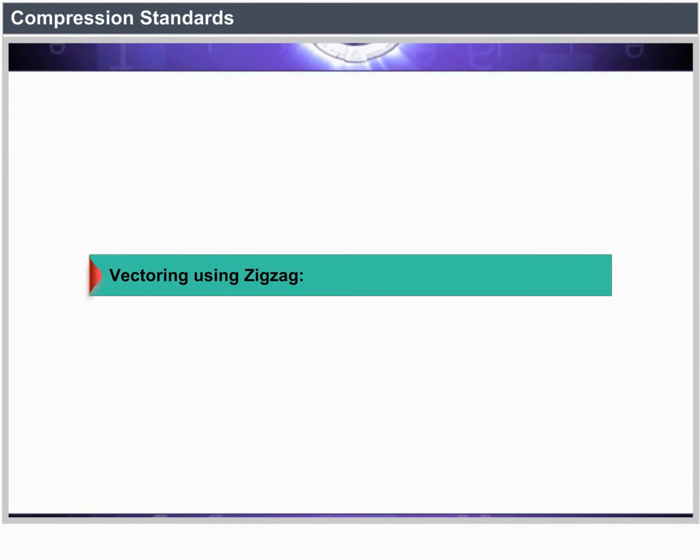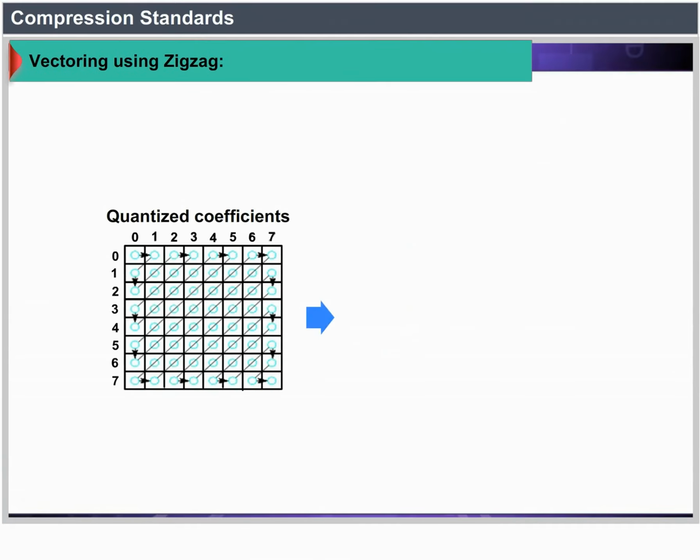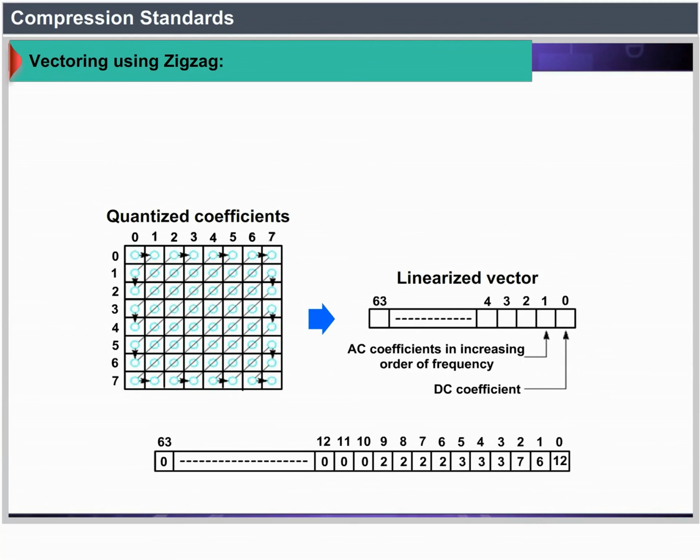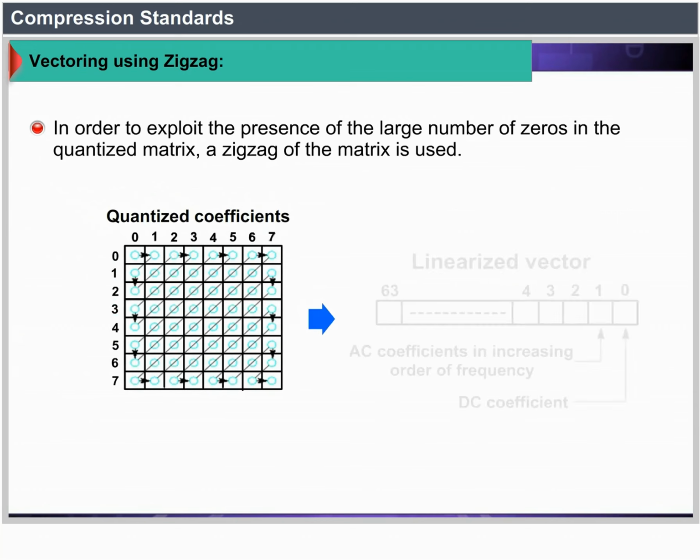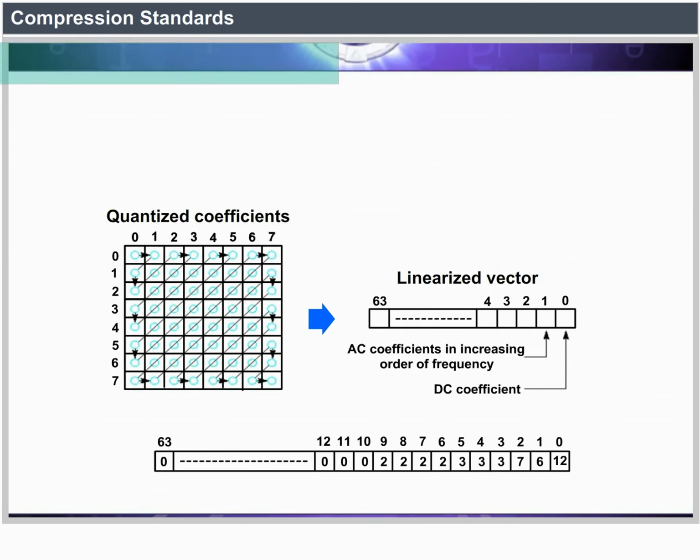Vectoring using zigzag. The zigzag scan can now be seen on the screen. In order to exploit the presence of the large number of zeros in the quantized matrix, a zigzag of the matrix is used.